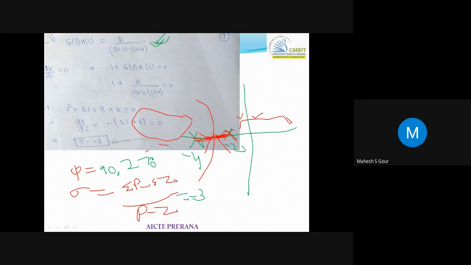Now how to draw the chart for this? You know the centroid is at -3, which means in between these two. Correct? This is the centroid. Centroid is a point where all the asymptotic lines meet, from the definition of centroid. So for the asymptotic lines, what is the angle? One is 90 and the other is 270. So if I consider this way, 90 degree is this one and 270 is this. So this is 90 and this one will be 270, correct?